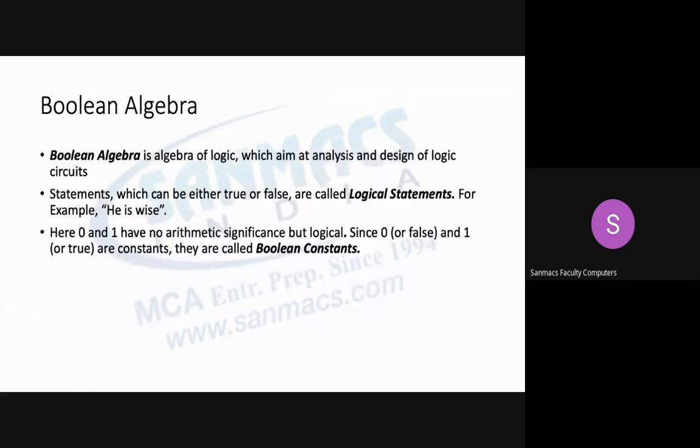Now, Boolean algebra. This is the algebra of logic, which aims at the analysis and design of logic circuits. Statements which can either be true or false are called logical statements. For example, "he is wise." We can say that this is a logical statement because it can either be true or false for someone. Here, 0 and 1 do not have any arithmetic significance, but only a logical significance. So 0 means false and 1 means true. Since these are just constants, we call them Boolean constants.